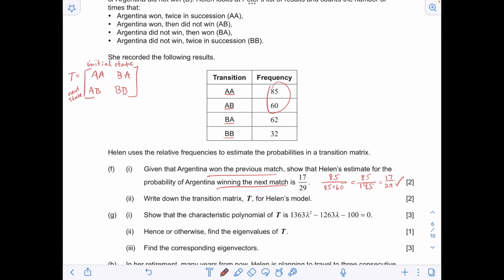So we will find the probabilities of each of these occurring. And when we do, we already know that AA is 17 over 29. AB would be 60 divided by 145, which reduces to 12 over 29. BA would be 62 out of 94, which reduces to 31 over 47. And BB would be 32 out of 94, which reduces to 16 over 47. And that is our transition matrix T.